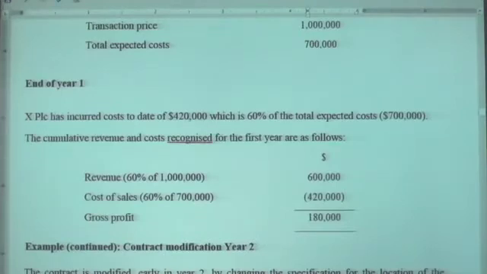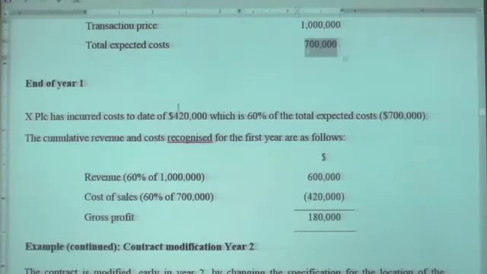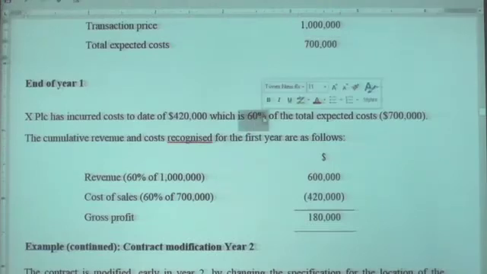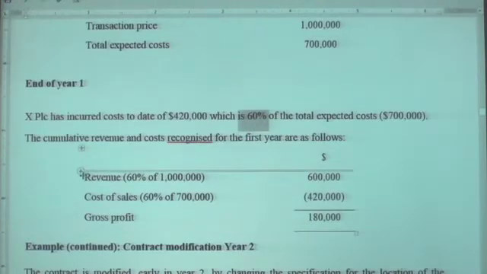XPLC has incurred 420,000 cost out of 700,000. Is that clear? 420,000 on this 700,000 as a percentage is 60%. Therefore, according to the progress, you have completed 60% of the project. Therefore, you will recognize revenue of 60% in your P&L and the respective cost. Therefore, for the period your profit will be 180,000. Is that clear? That's how you have to apply the progress method.